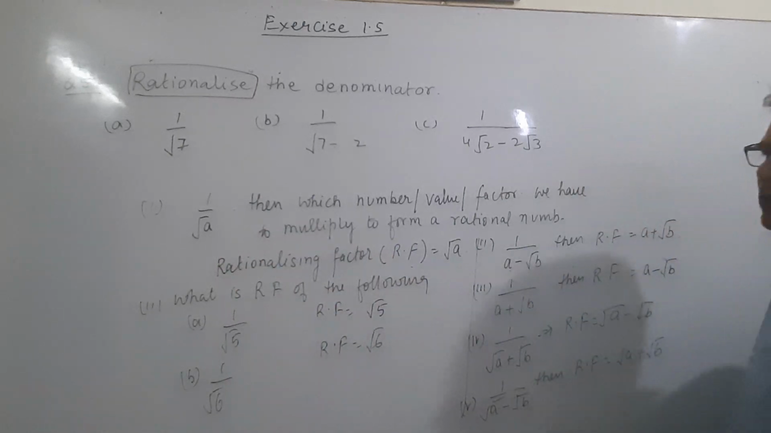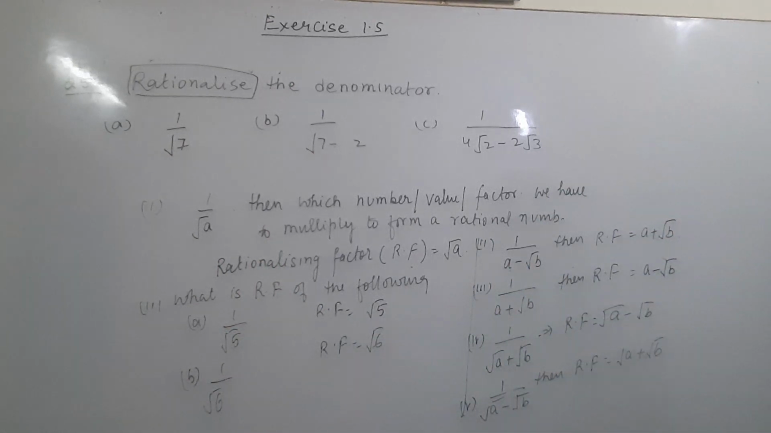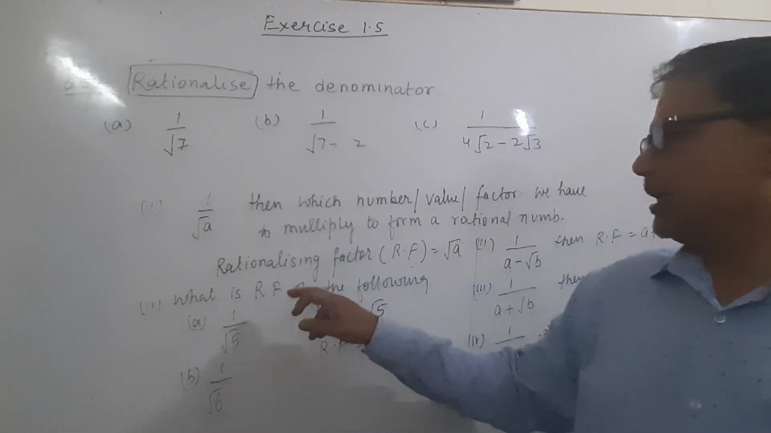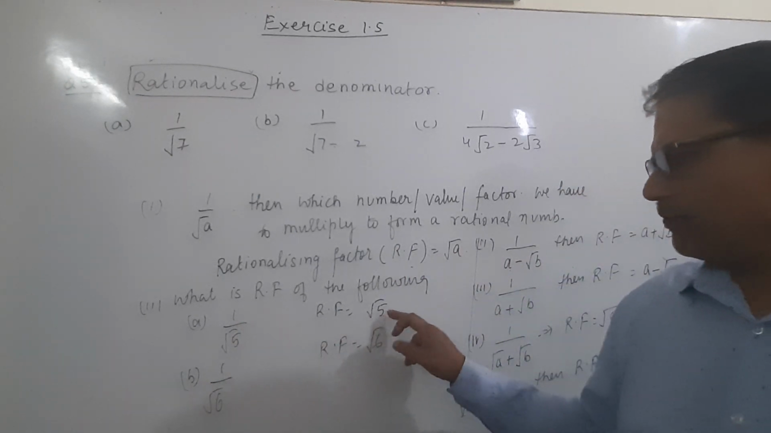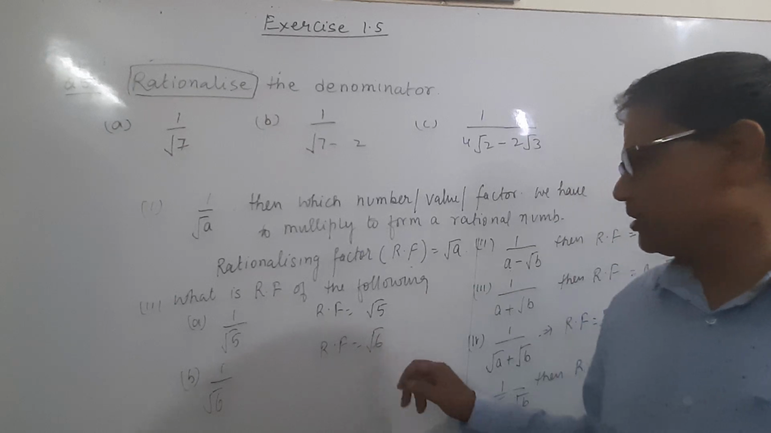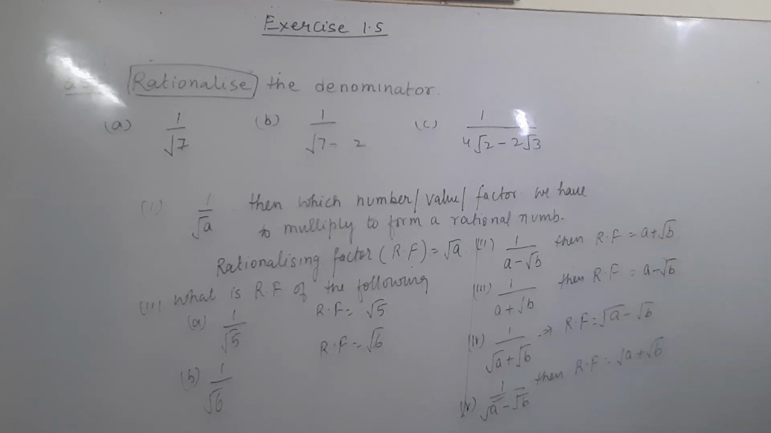RF, rationalizing factor, means the number by which we have to multiply and divide to make it simplest form. For 1 by root a, the RF is root a. For 1 upon root 5, RF is root 5. For 1 upon root 6, RF is root 6. For 1 upon a minus root b, RF is a plus root b. For 1 upon a plus root b, RF is a minus root b. For 1 upon root a plus root b, RF is root a minus root b. For 1 upon root a minus root b, RF is root a plus root b.